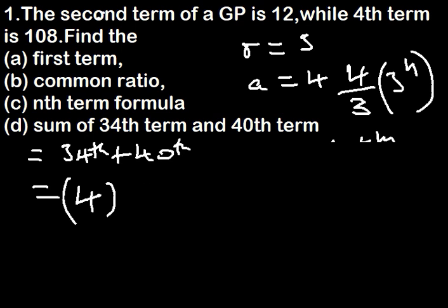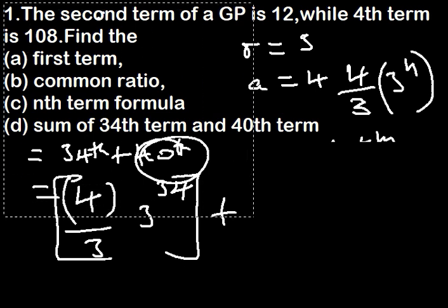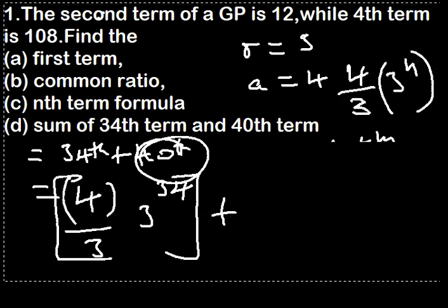What is the nth term formula? Let me use this, because I erased the first one. So have 4 over 3, and that times 3 to the power, now have 34. That will be the 34th term. And we'll have that value plus the 14th term. So that's how you just have to get that in that case.